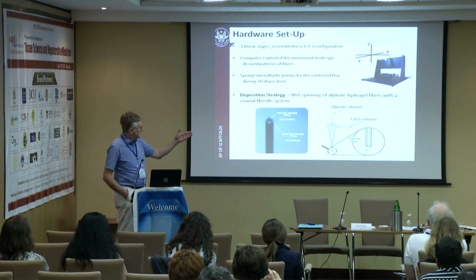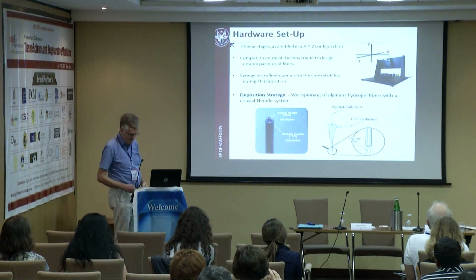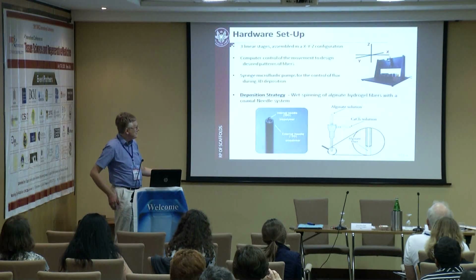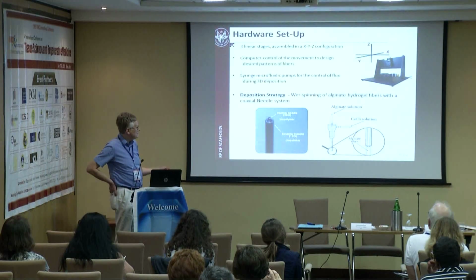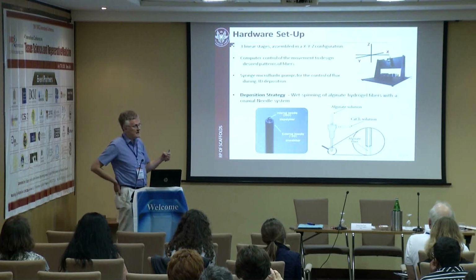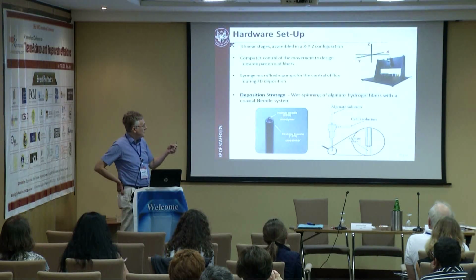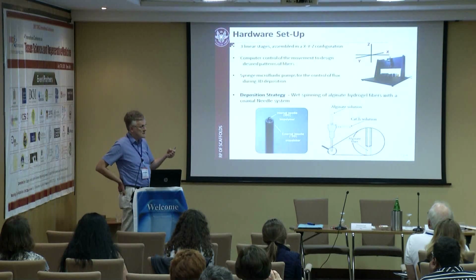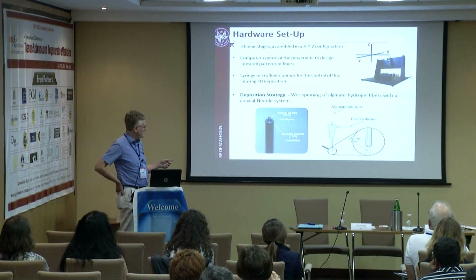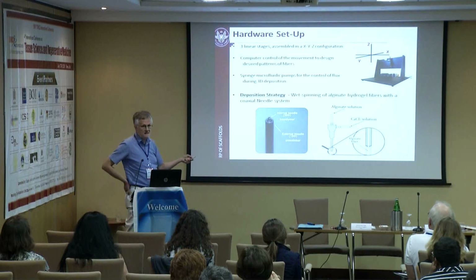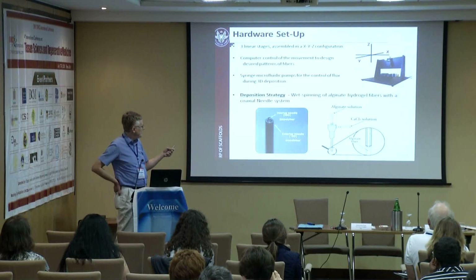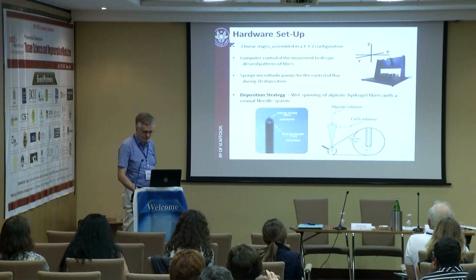Here you can see the scheme of the coaxial needle system. It consists of an internal needle through which alginate solution is extruded, and an external needle through which a calcium chloride solution is extruded. Here is a photograph of the tip of the dispensing system. As you can see, the internal needle protrudes out of the external needle a little bit.